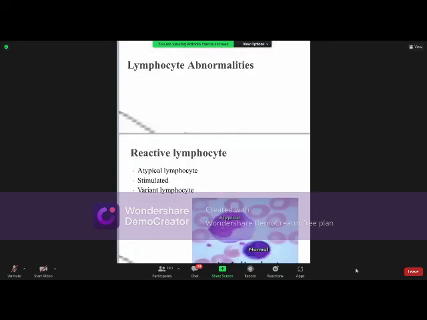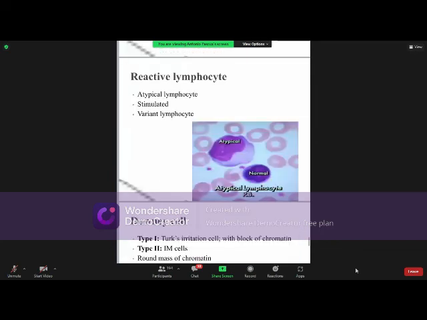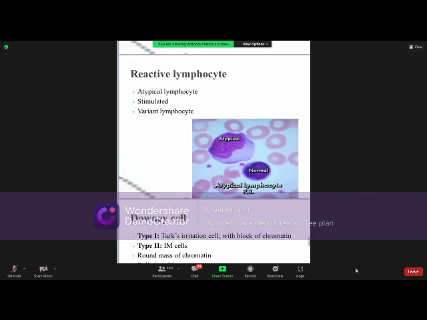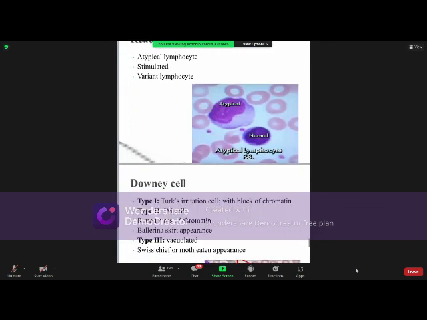Okay? Then lastly for today, you have your lymphocyte abnormalities. And pag sinabi natin yung lymphocyte natin is reactive, it means to say that your lymphocytes are responding to a certain stimulus. Meaning, your lymphocytes are reacting to something. Pwedeng kasi meron kang infection, meron kang microorganism. That's why your lymphocytes are stimulated. And if they're stimulated, if they are reacting to something, you further call them as atypical lymphocyte or stimulated lymphocyte.